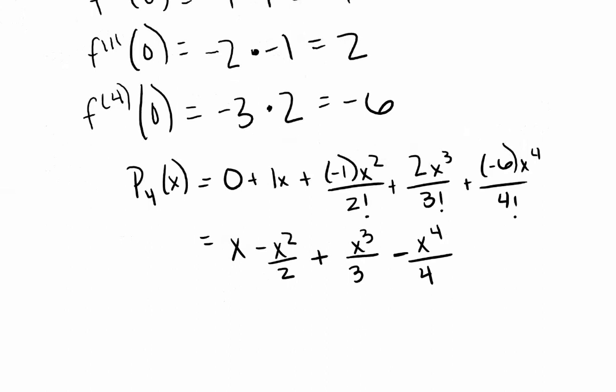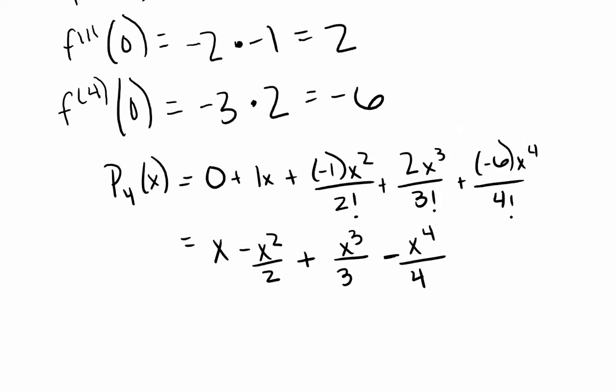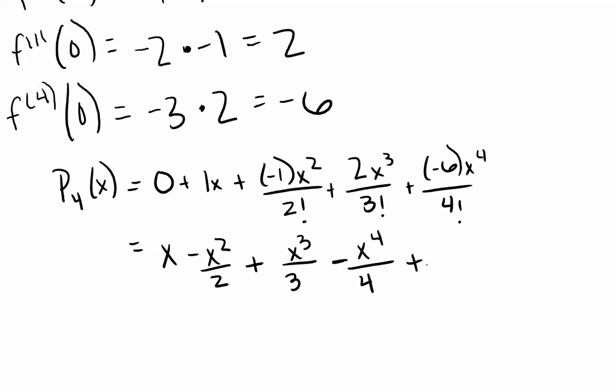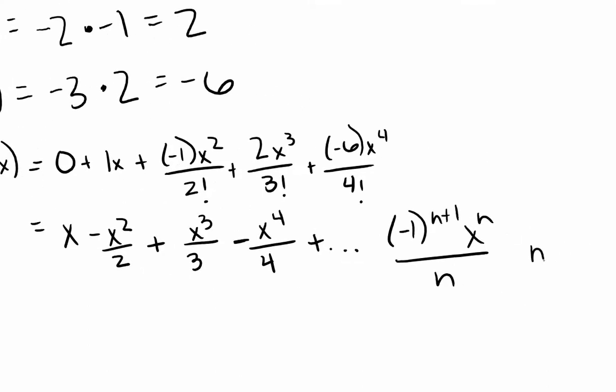So then if we're trying to find the general formula, or the general term, we see that it's alternating. So we have to put the -1 to the n plus 1. And then we have x to the n over n, starting when n is greater than or equal to 1.